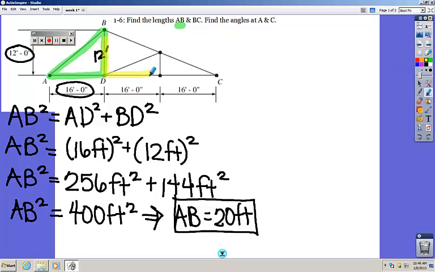Now we're going to find the second piece. Okay, so I used a different triangle this time, and I highlighted that in yellow. So you can see that we're going to use BC squared is equal to CD squared plus BD squared.